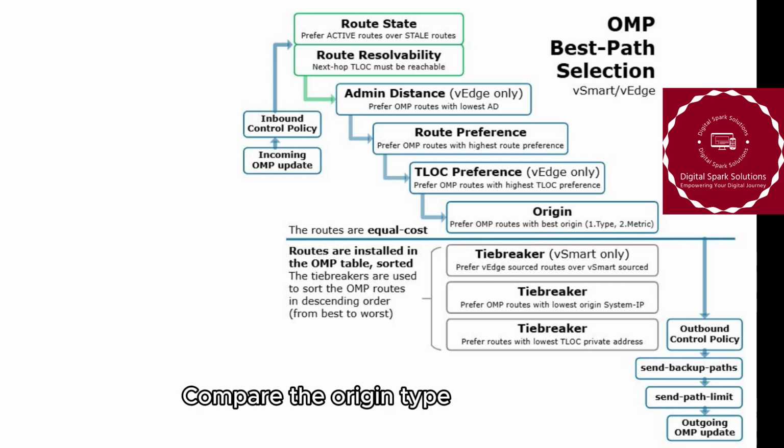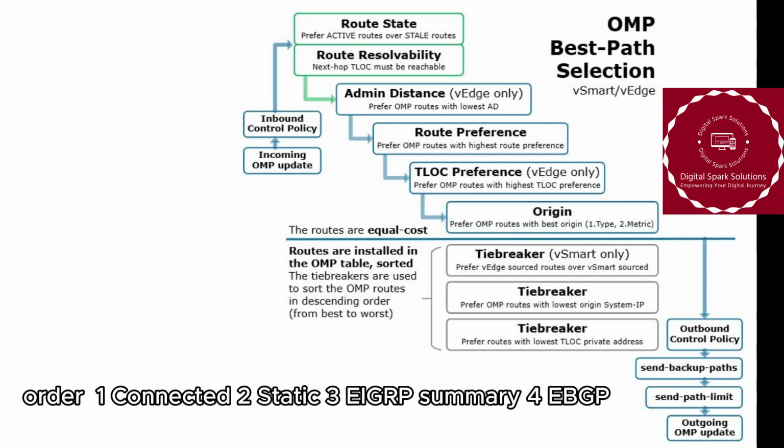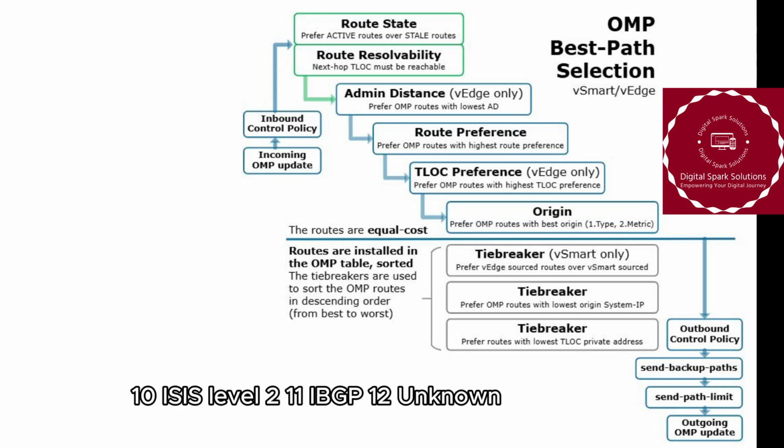Compare the origin type and select the first match in the following order: 1. Connected, 2. Static, 3. EIGRP summary, 4. eBGP, 5. OSPF intra area, 6. OSPF inter area, 7. IS-IS level 1, 8. EIGRP external, 9. OSPF external, 10. IS-IS level 2, 11. iBGP, 12. Unknown.